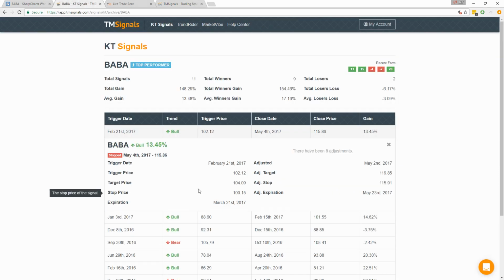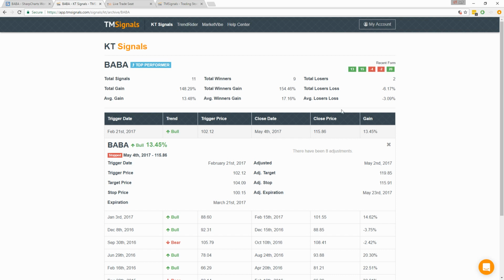Now, Alibaba is one of the top performers when it comes to KD signals here at TM Signals. You'll notice that it's triggered 11 times over the last 2 years, 9 winners, 2 losers. But like any signal, the numbers that matter are the average winner gain and average loser loss. When it comes to TM Signals, we're looking for trend. The algorithms are not trying to find the bottoms and the tops. They're looking for the trends, and that has some serious implications when it comes to trading options. But let me show you my Alibaba experience.